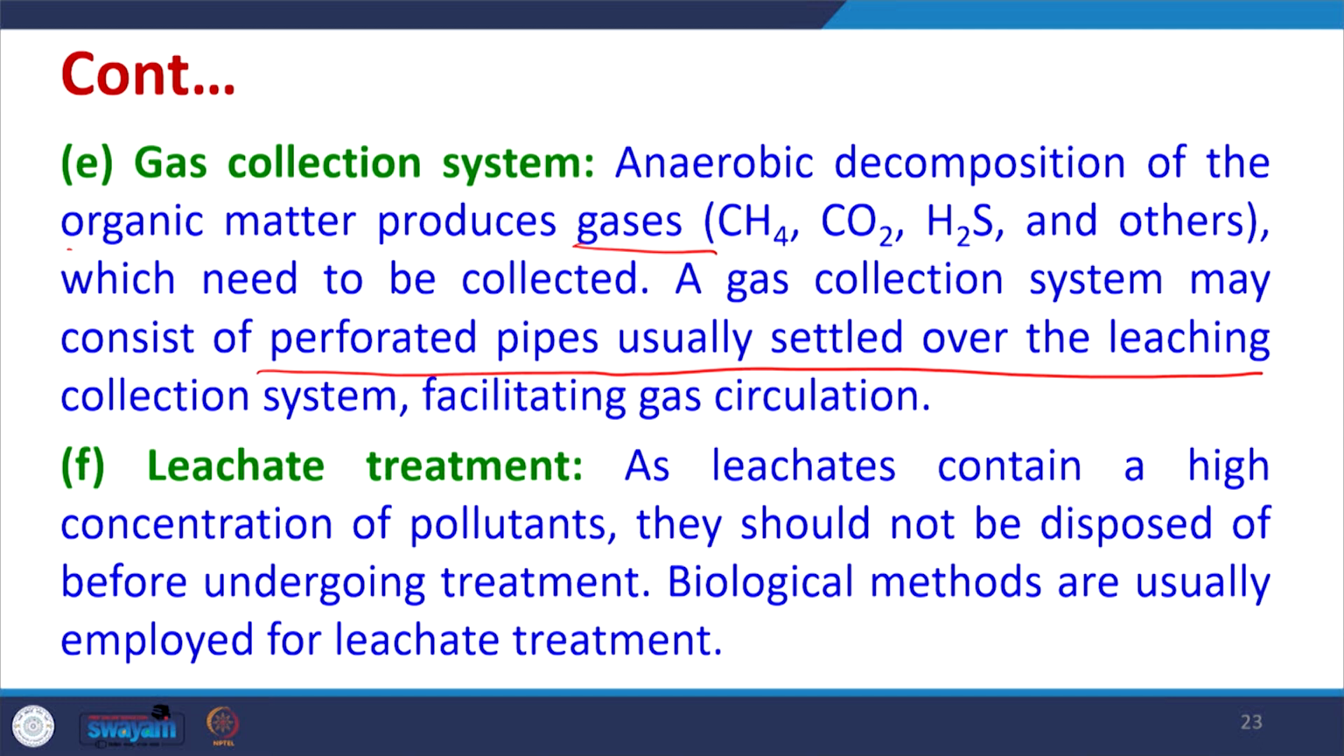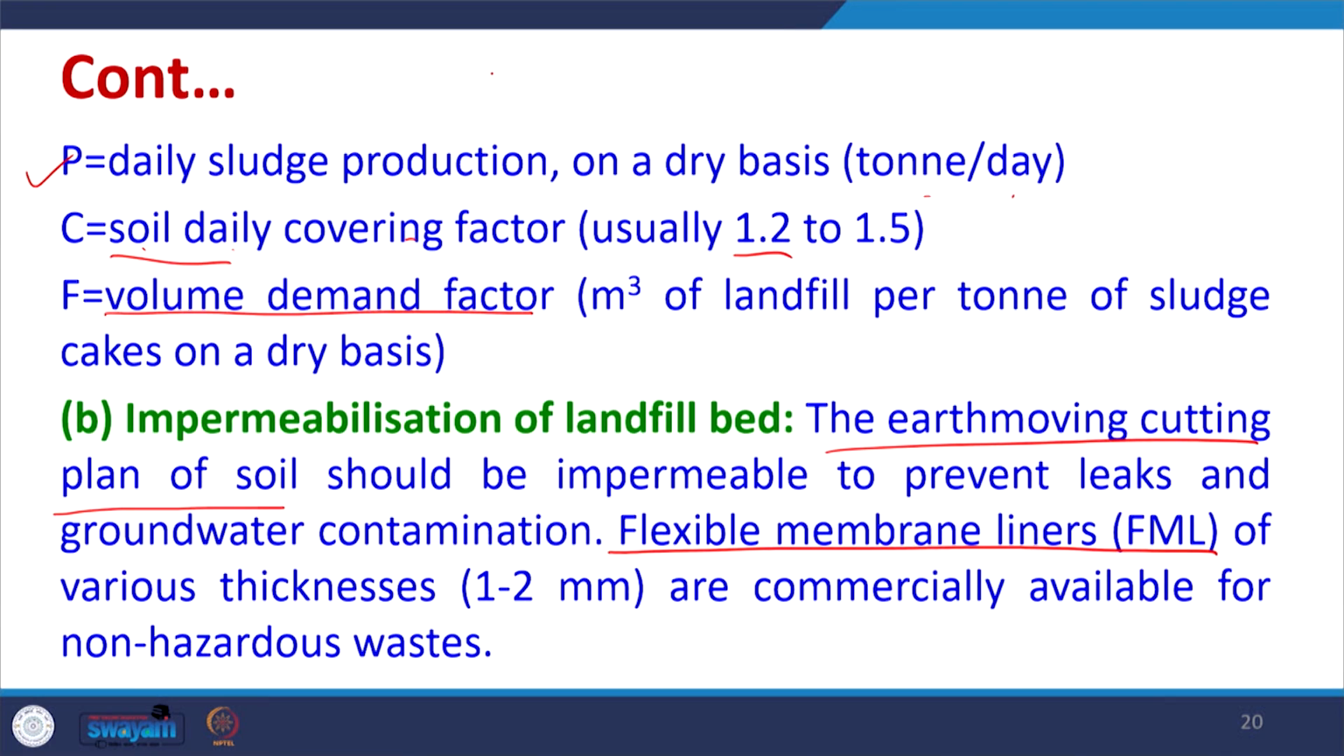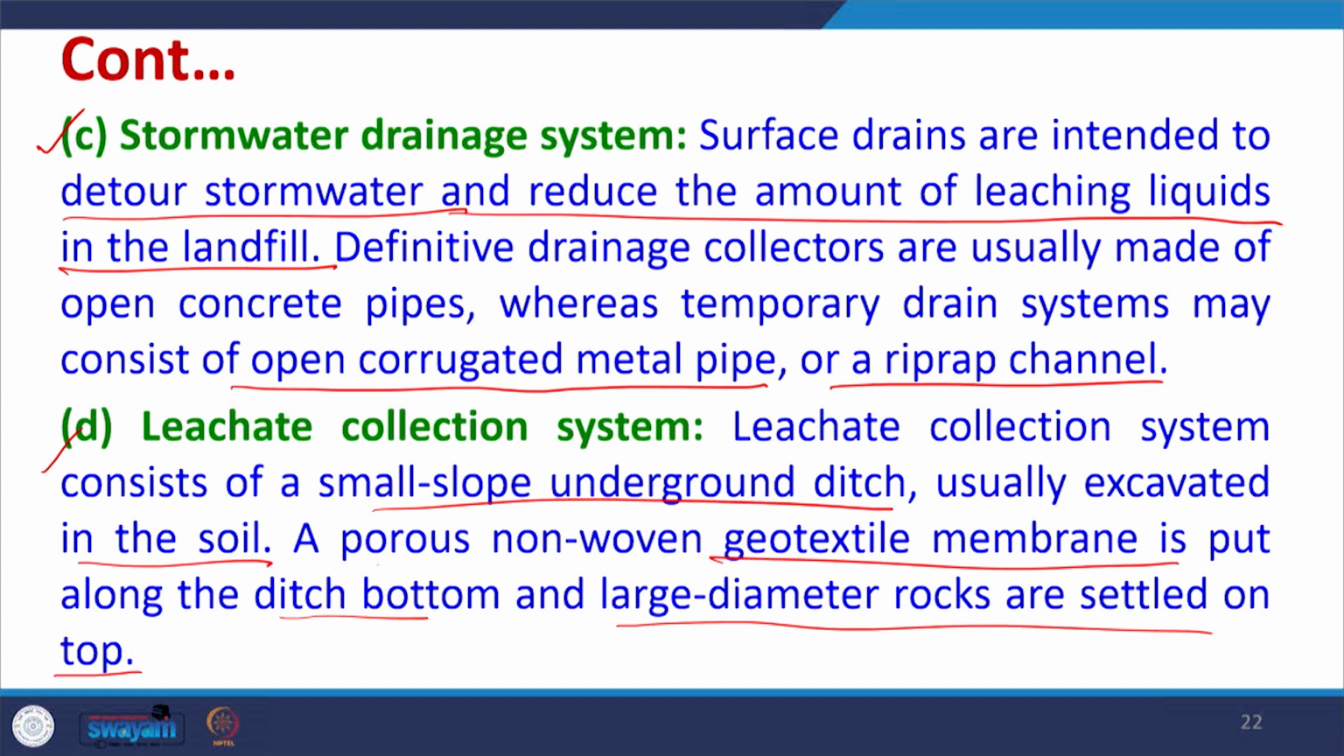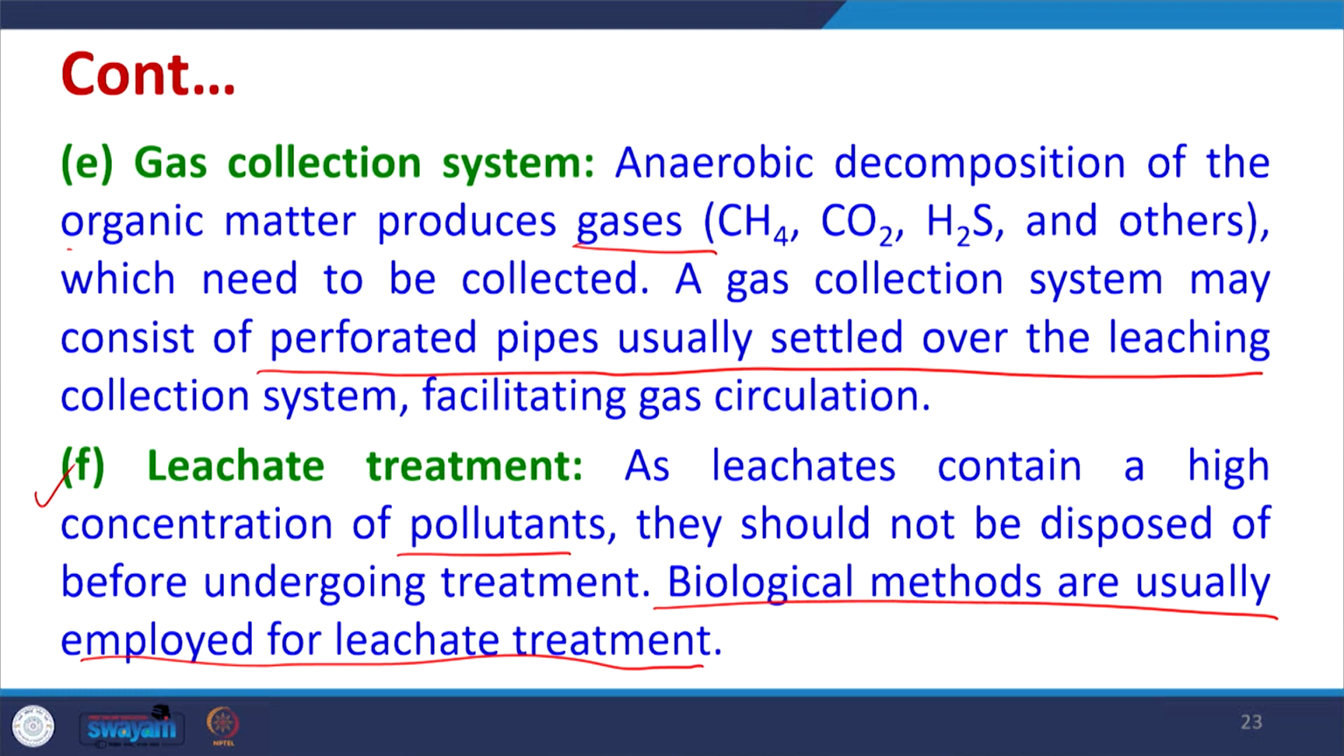Then since leachate is getting generated, we have to go for leachate treatment also. As leachate contains a high concentration of pollutants, it should not be disposed of before undergoing treatment. Biological methods are usually employed for leachate treatment. So, this is very important: a proper landfill will have all these 4 systems. We should understand the landfill capacity, we should go for impermeation of the landfill bed, then we should have a storm water drainage system, leachate collection system, gas collection system and leachate treatment. So, these are essential.